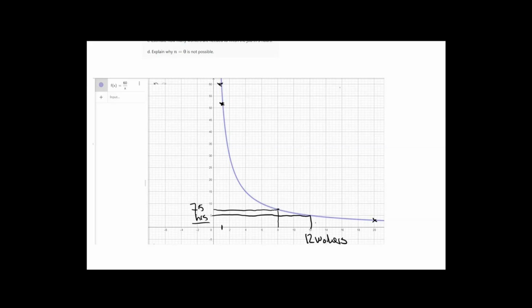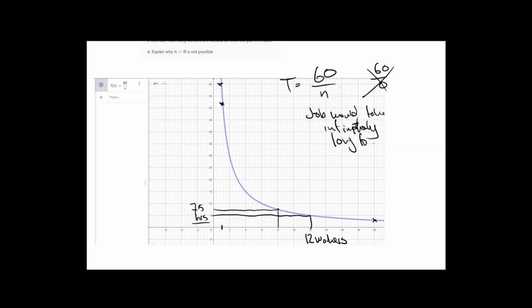Explain why n equals 0 is not possible. Well, if the function is 60 over n and n was 0, we would have 60 divided by 0, and we can't do that. But what would it mean? It would mean that this job would take infinitely long to do. We would never finish it because no one would be doing it.